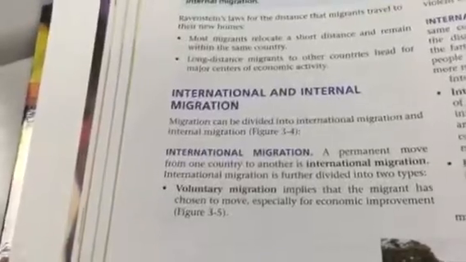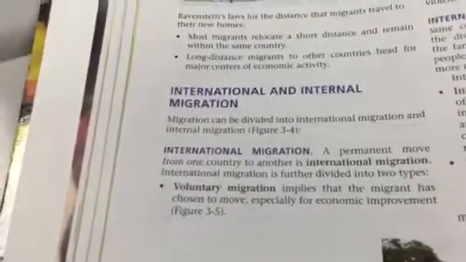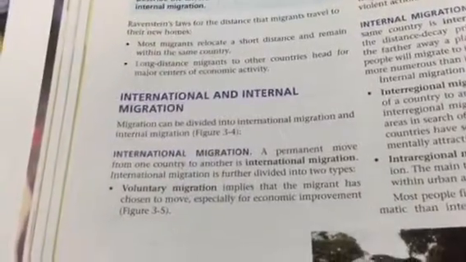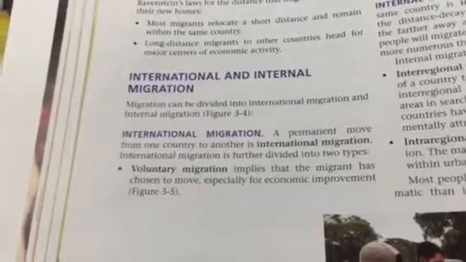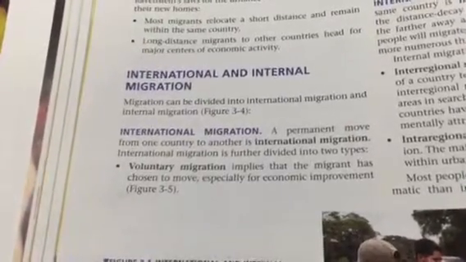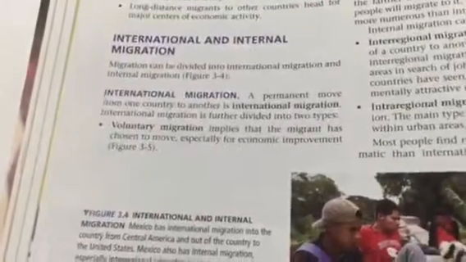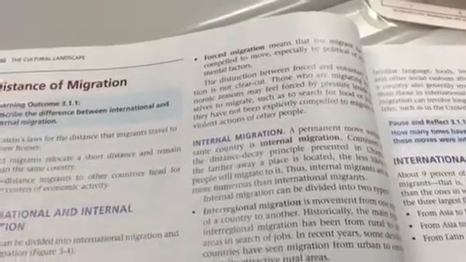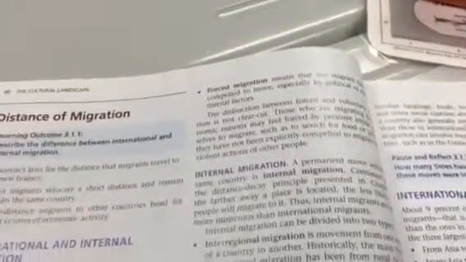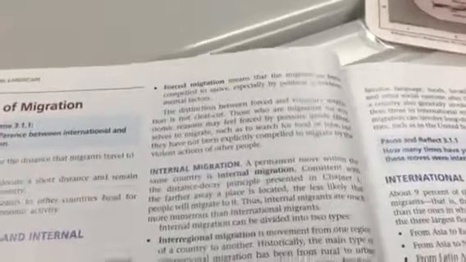There are 2 major types of migration that are then subdivided beyond that. The first is international and internal migration. International migration is when you're going from one country to another, and migration implies that it's a permanent move. So you've got 2 kinds there: voluntary and forced. Voluntary, they choose to move. Forced migration means that they're basically compelled to move. They're kicked out for political or environmental factors.